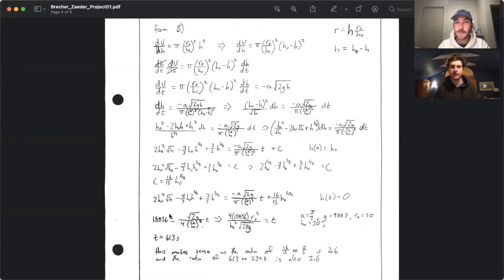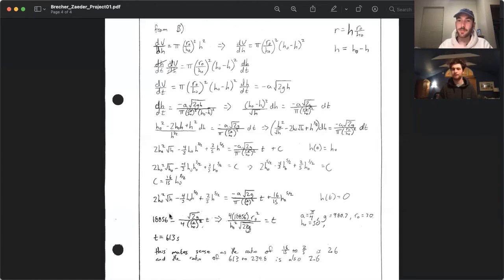And also, in terms of the number itself, we looked at the ratio between our coefficients in front of the h naught to the 5/2, because that was the only part that changed from one equation to the next, from D to E. So we looked at the ratio of those. 16 over 15 to 2/5 is 2.6, which is the same as the ratio between time 2 and time 1. Time 2 is 613 seconds, time 1 was 239.8 seconds, and the ratio between those two is also 2.6. So based upon those metrics, we feel confident that our numbers make sense.